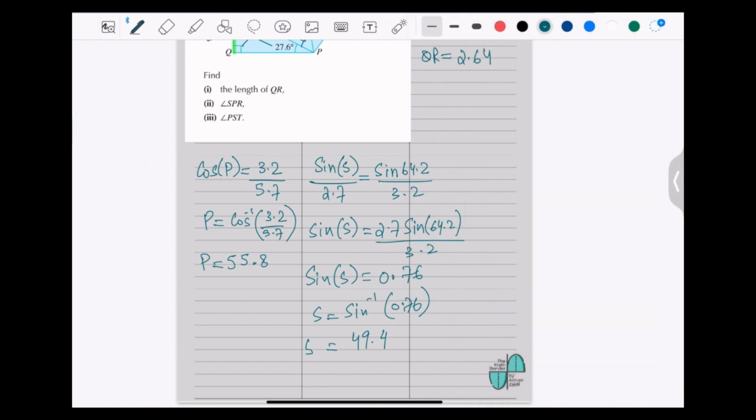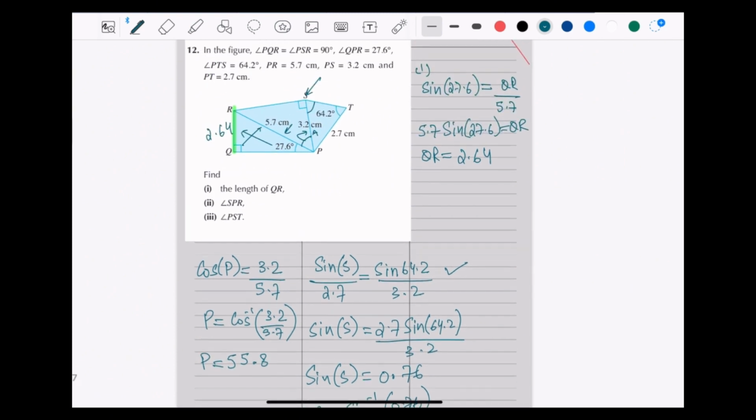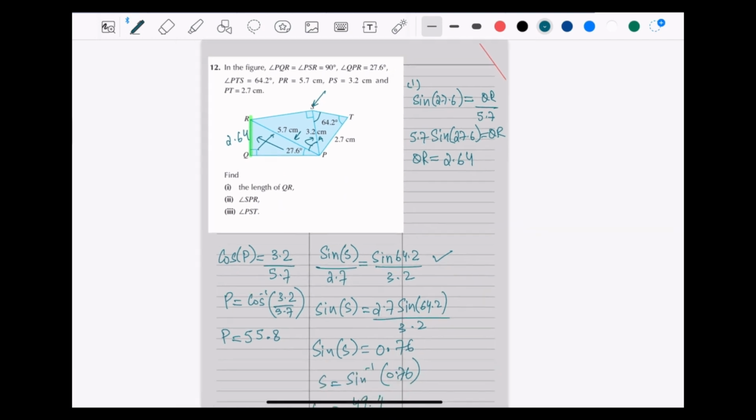So you could see that sine rule can not only find you the length but also the angles, depending on the condition that you're applying it to. This is it for today's session. In our next session, I'll discuss cosine rule and some mixed questions along with sine rule.